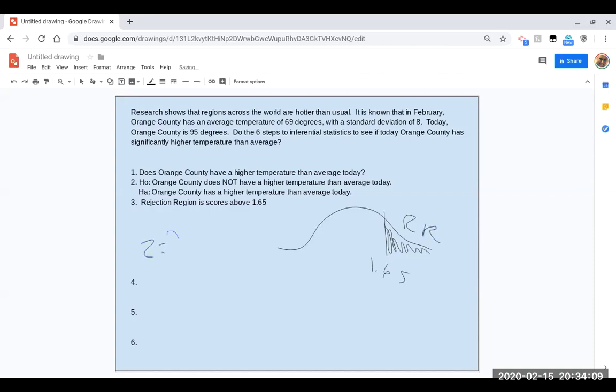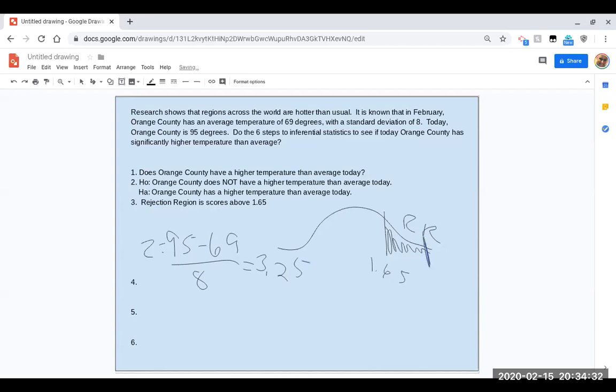So remember, it's 95 minus 69 divided by 8. So make sure you know how to get those numbers from the prompt. And we calculated this before, so I'm not going to feel too bad about just cutting to the chase where the answer is 3.25. So now I want to see where that is in my picture. And 3.25 is kind of right out in here.